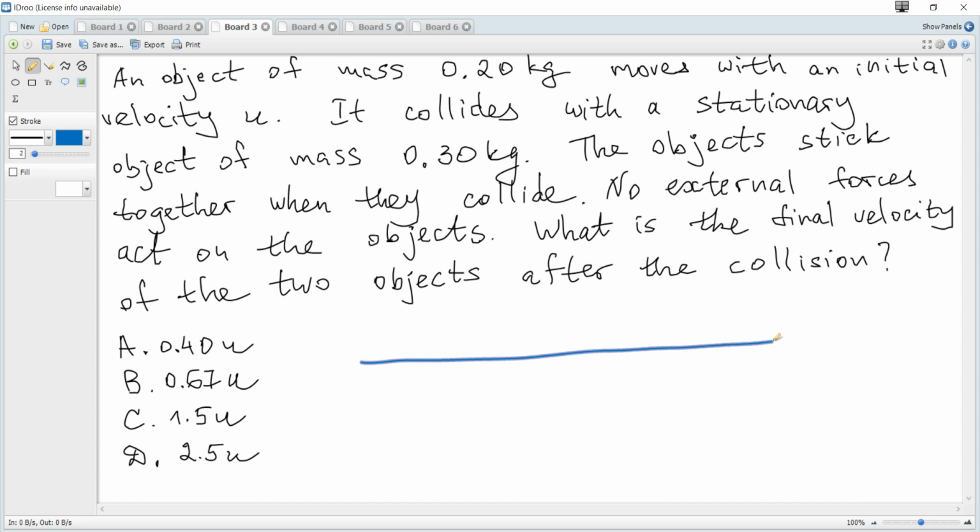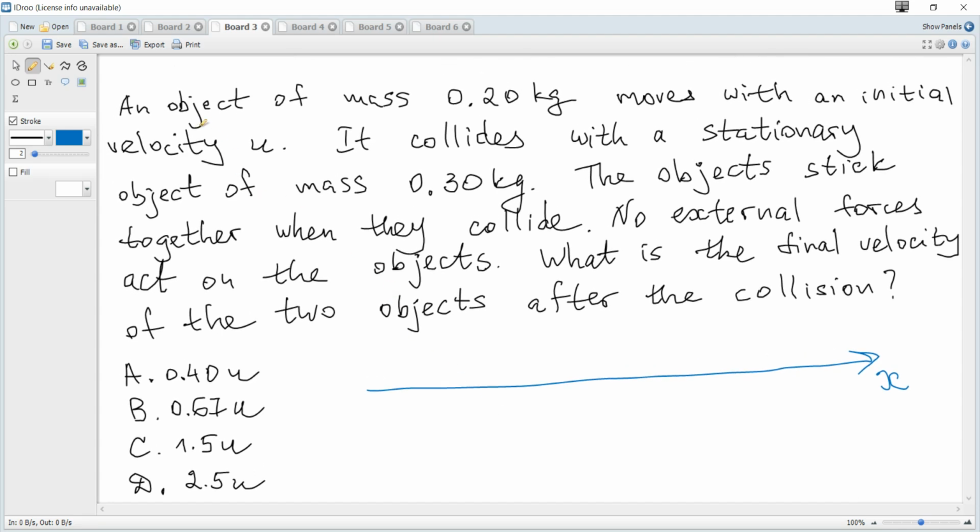Total momentum before is equal to total momentum after. Momentum is mass times velocity, and it's a vector quantity, and it should be considered with respect to a chosen direction. Let x be positive to the right, and we should consider components of vectors, or projections on the x-axis. So the object's momentum can be positive or negative in general.